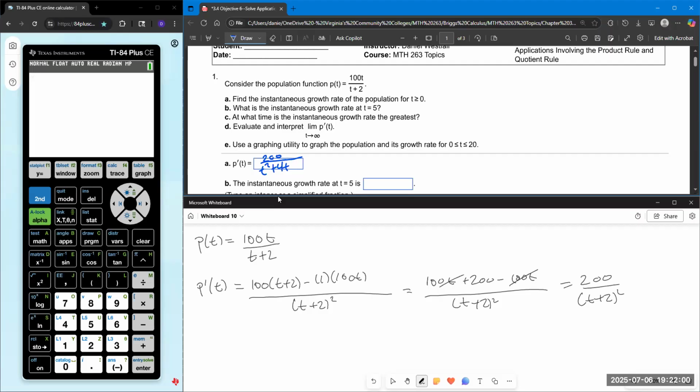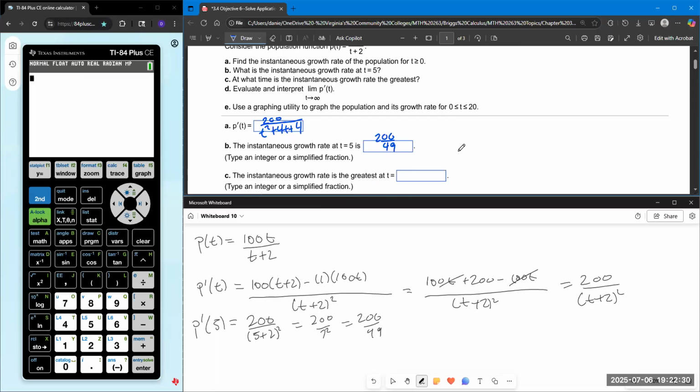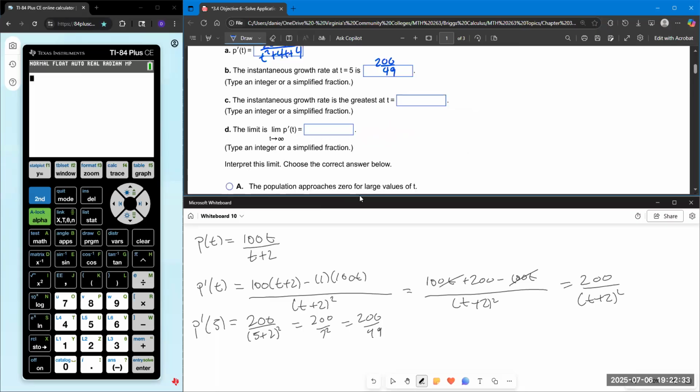Now when t equals 5, that's 200 over 5 plus 2 squared. 200 over 7 squared is 200 over 49. The instantaneous growth rate is greatest at, well, this is a decreasing function here.